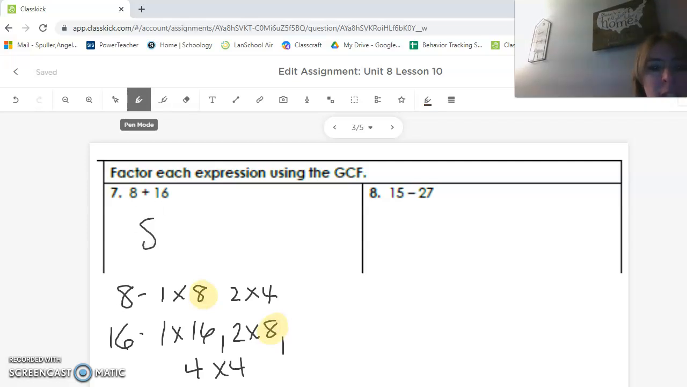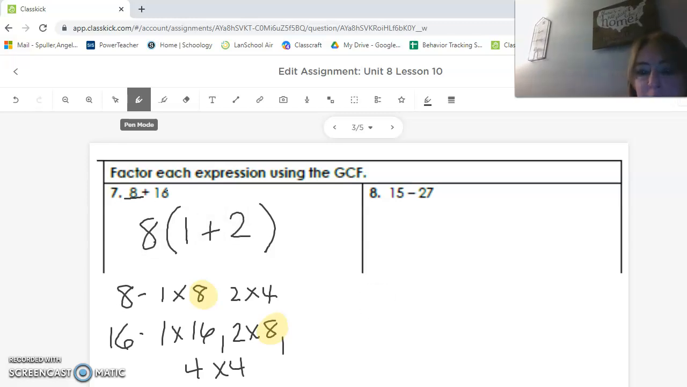So I'm going to put my GCF first, and then I'm going to make my parentheses. Now, I divide 8 divided by 8 is 1. 16 divided by 8 is 2. And then I keep the plus sign there.